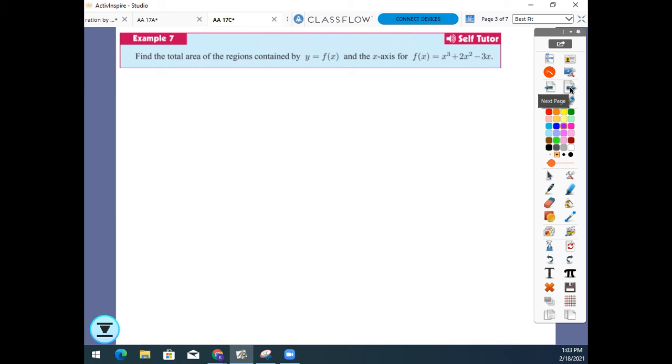All right, so find the total area of the regions contained between the curve and the x-axis. All right, so here's a whole bunch of stuff. Notice how they all have an x. I'm going to factor out the x.